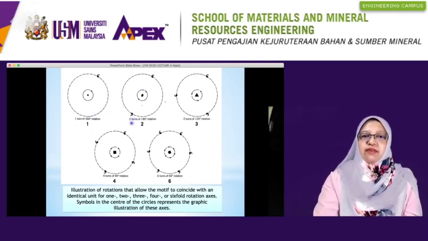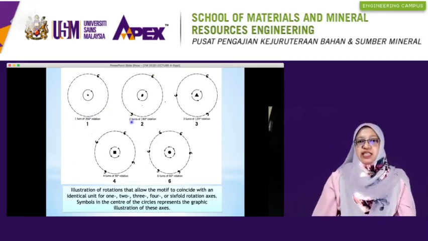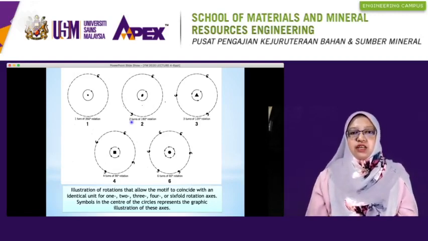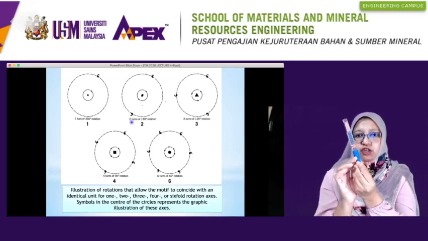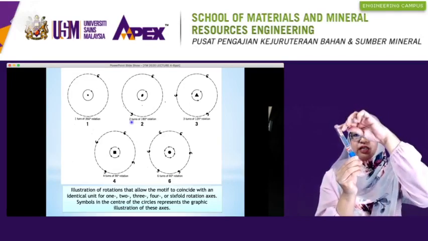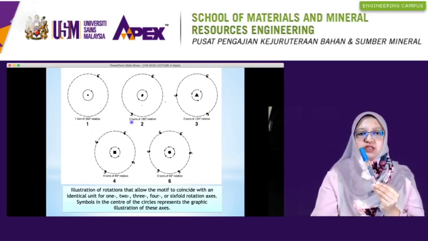Then if you have n equals 2, that means there are 2 turns of 180 degree rotation. Okay, so let's try. This is the head of the comma, this is the tail. You have to rotate anti-clockwise. So now the head is pointing upward. This is your rotated motif. This is the original motif.